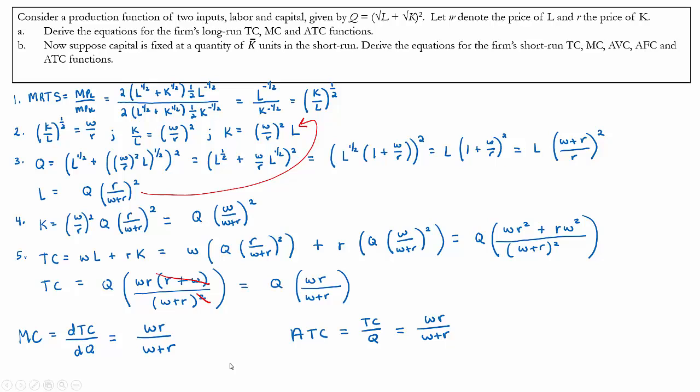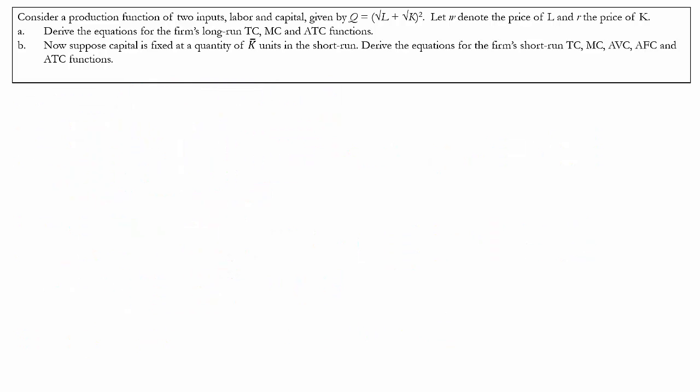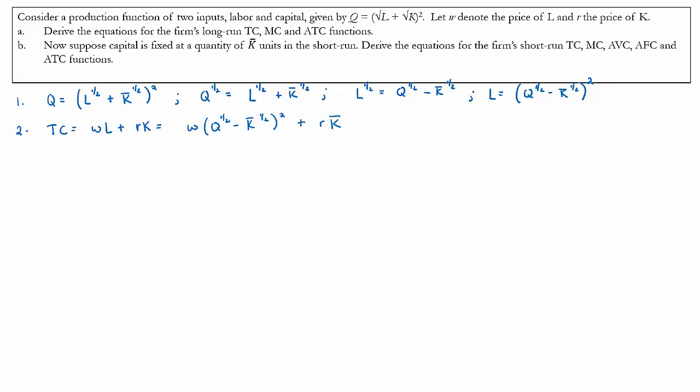Now suppose capital is fixed at a quantity K bar units in the short run. Let's derive the equations for the short run cost functions. The first step here is to plug the fixed value of capital into the production function and solve for labor. Now we want to plug the short-run labor demand function and the fixed value for capital into the isocost equation. That's the short-run total cost function. To derive the marginal cost, take the derivative of total cost with respect to Q.